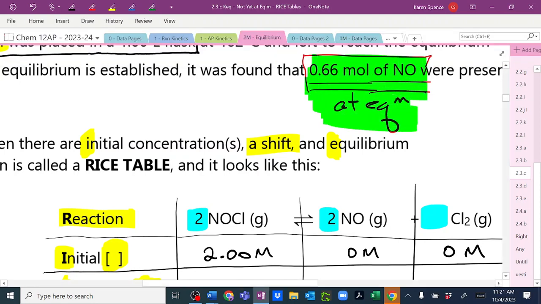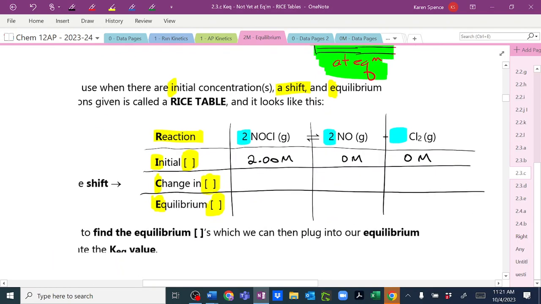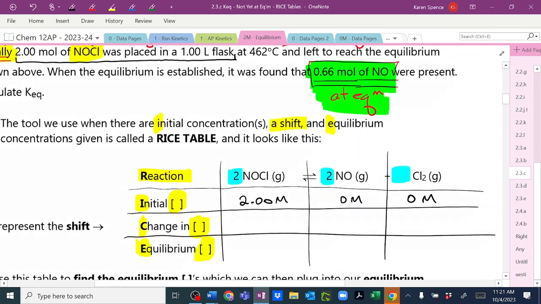We know that we have 0.66 moles of NO at equilibrium, yes. And therefore, at equilibrium, we can fill in, and that is in what volume? It's in a 1 liter flask. So our calculation is nice and easy. So that's going to be 0.66 molar.